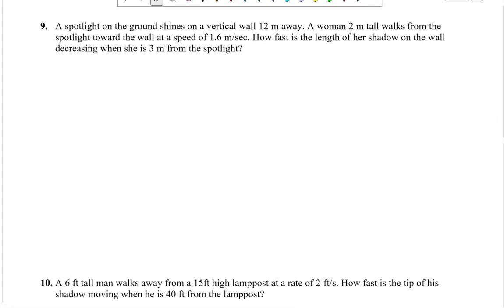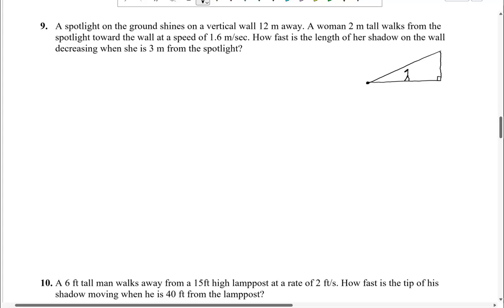Number 9, a spotlight on the ground shines on a vertical wall 12 meters away. A woman 2 meters tall walks from the spotlight toward the wall at a speed of 1.6 meters per second. How fast is the length of her shadow on the wall decreasing when she is 3 meters from the spotlight? So first we'll go ahead and sketch this. Here we have our vertical wall. The spotlight is at this point here. And here we have our person 2 meters tall.